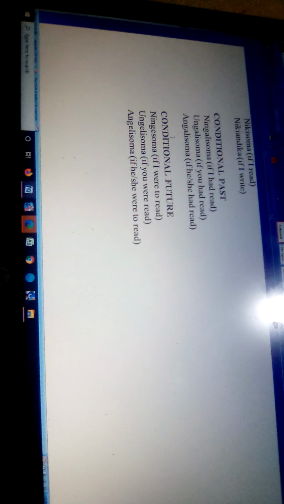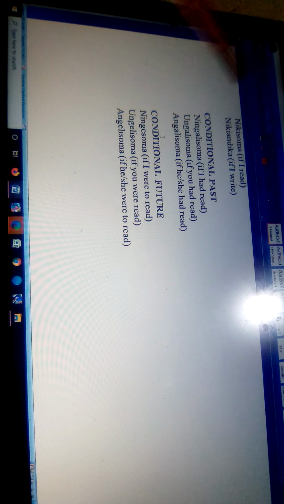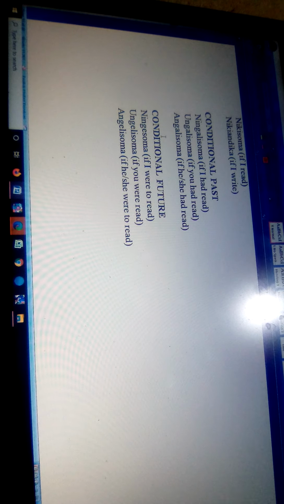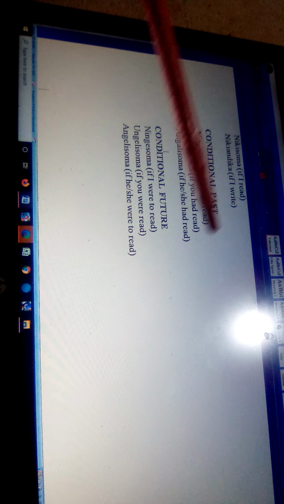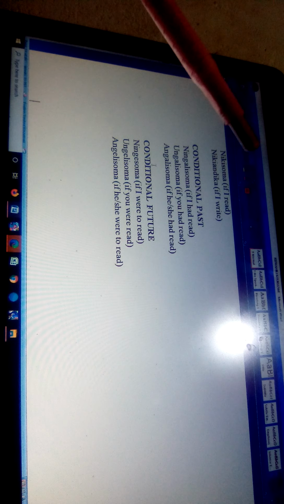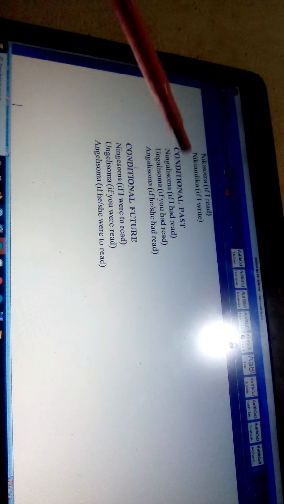Then we have the conditional past, that is ungalisoma. Remember when you are using ungalisoma, like ningalisoma, ningalipita, it's normally used double. You cannot say ungalisoma and use ningalisoma in the same sentence. When you use ningalisoma, you use again ningalisoma. If I had read, I would have passed. Ningalisoma, ningalipita. Then ungalisoma, ungalipita, if you had read. Then angalisoma, if he or she had read.